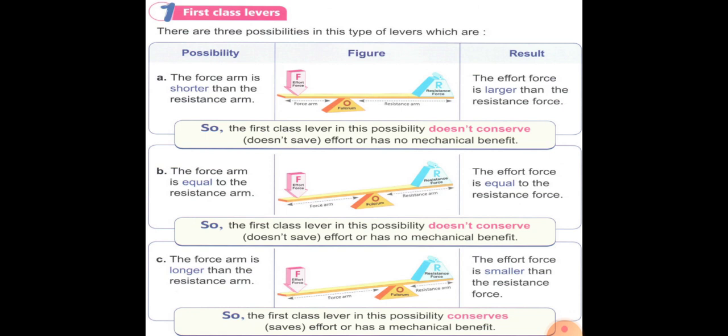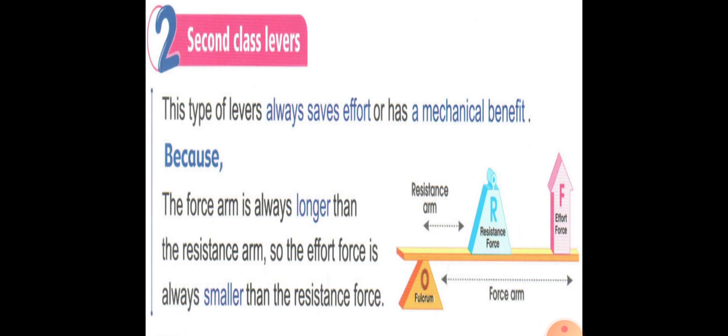So in the first class lever, we have only one case which saves the effort and has a mechanical benefit, and the 2 other cases don't save the effort or don't have a mechanical benefit. What about the second class lever? We know that the second class lever is the lever in which the resistance force is in the middle between the fulcrum and the effort force. We took that before.